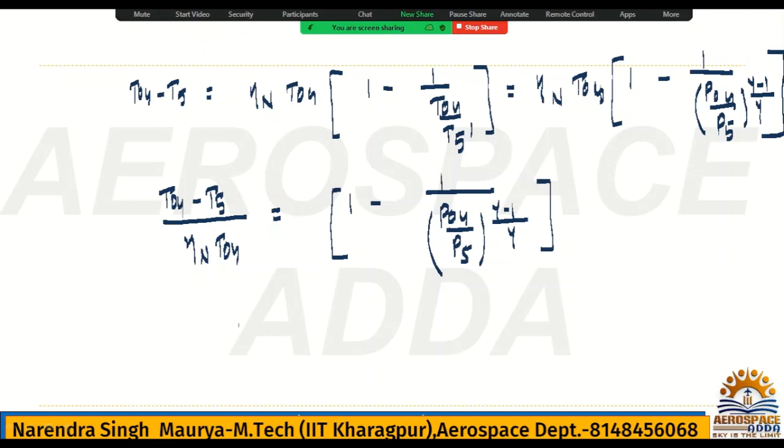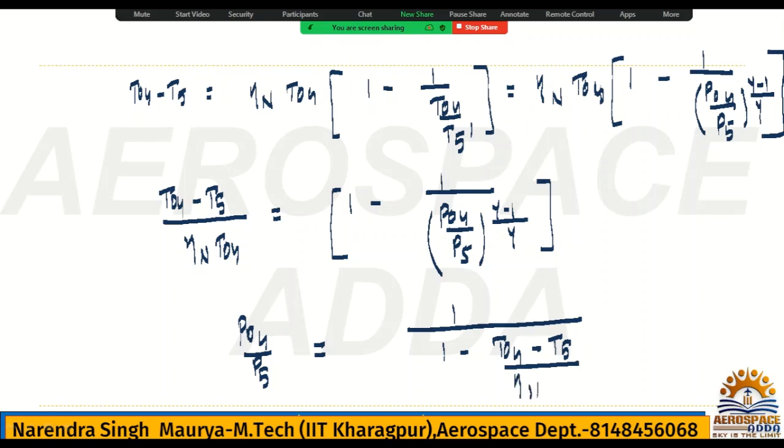Once you solve this, finally what you will get, two steps you have to do. Then P04 by P5 you will get here. Calculate, then you will get, and it is nothing but 1 upon 1 minus (T04 minus T5) divided by eta nozzle T04, to whole power gamma upon gamma minus 1. This is the P04 by P5. Okay. And there should not be any kind of doubt here.